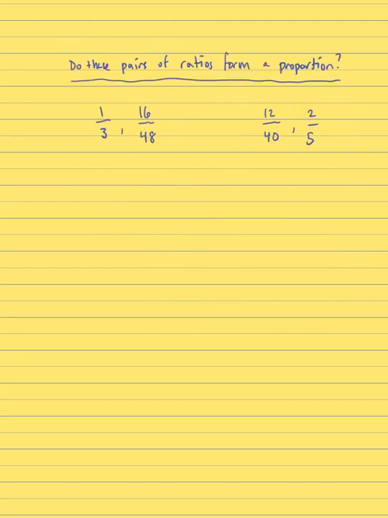So there's lots of different types of problems we can do with proportions. One type of problem, which is fairly straightforward, would be, do these pairs of ratios form a proportion? So 1/3 and 16 over 48. So you would want to do 1/3 equals, maybe we'll put a question mark because we don't know, 16 over 48. Then we're going to take the cross products. So that would be 3 times 16 equals 1 times 48. Is that true? Well, 3 times 16 is 48. So yes, and so this is a proportion.